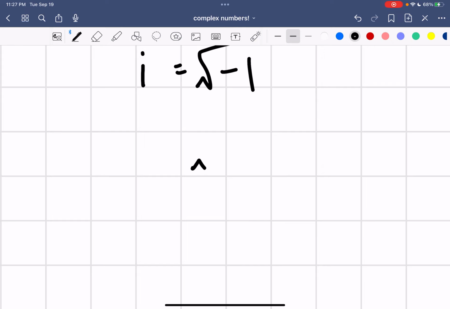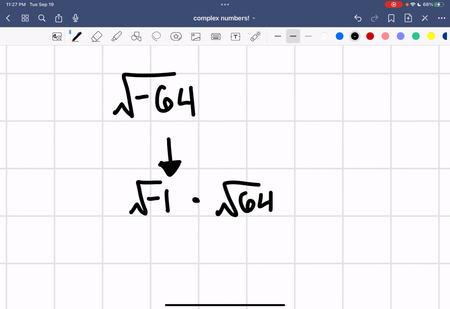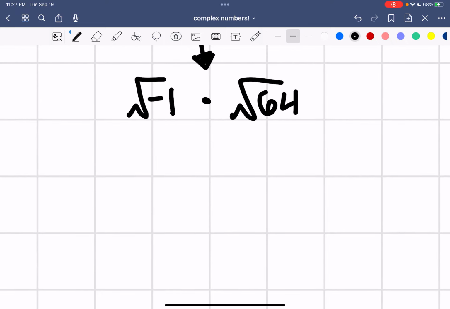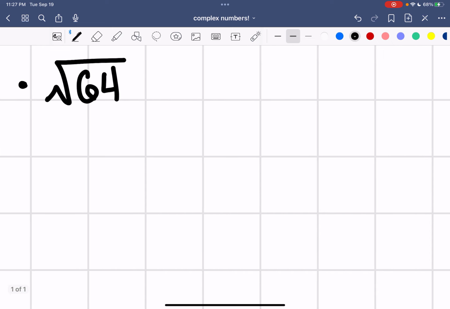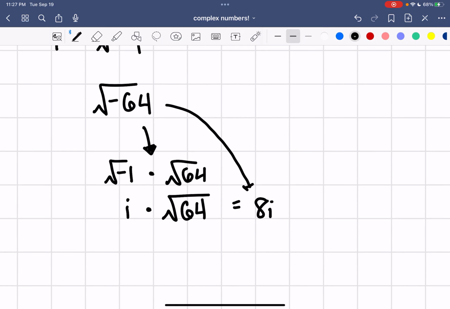So if you wanted to find the square root of -64, for example, you would have to break this down into -1 times the square root of 64, because that's what it is. You'd have to factor out the negative, so that would be i times the square root of 64. And what's the square root of 64, you ask? It's 8. So 8 times i is 8i. So yeah, cool, right?